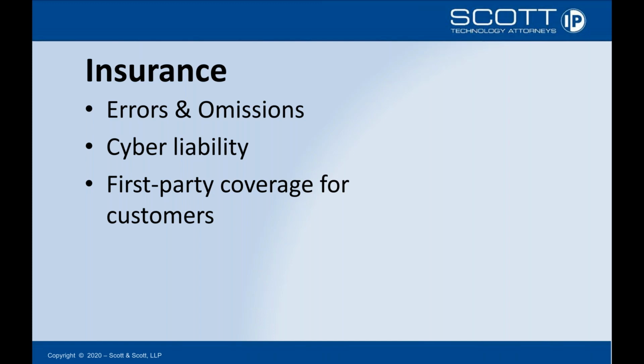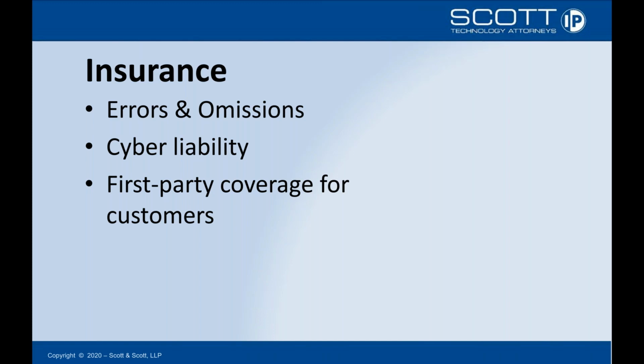The other thing that's important is the use of first-party coverage for customers. First-party coverage is coverage that the customer would buy to cover the customer's data in a situation, for example, where there's a data breach or a security incident that's not the fault of the MSP. The MSP's professional liability insurance is only triggered if the data loss is the subject of an act or omission committed by the MSP or its employees.